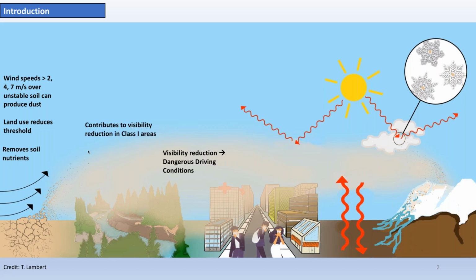Dust in the atmosphere does contribute to visibility reduction, and this is especially important for naturally pristine areas like wilderness regions and national parks. It also creates dangerous driving conditions on highways and busy roads, and there have been deaths associated with dust storms and vehicle crashes. Dust also has impacts on cardiovascular and respiratory health, among other complications, especially for those who are sensitive.